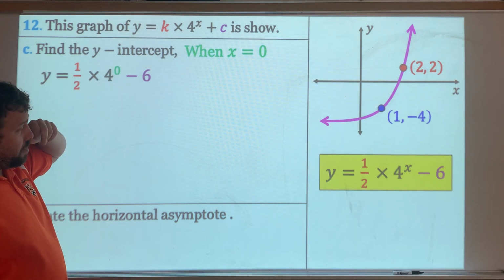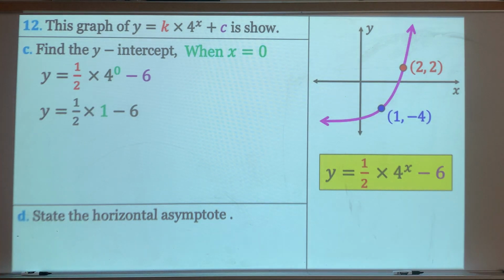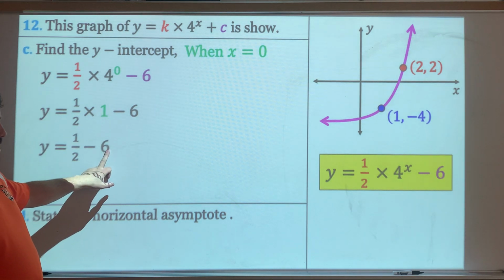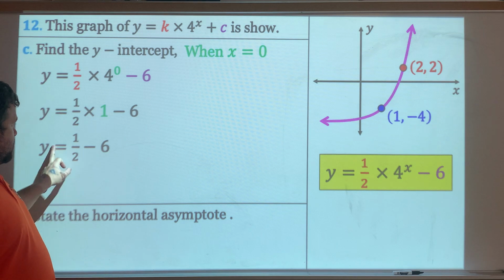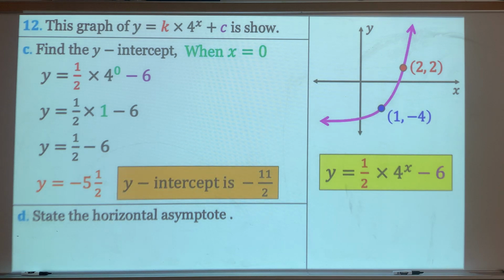4 to the 0 is what? 1. y equals 1/2 times 1 minus 6, right? y equals 1/2 minus 6. y equals -11/2. So what's my y-intercept? The y-intercept is -11/2. Okay.